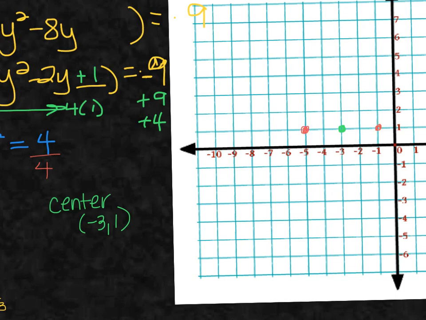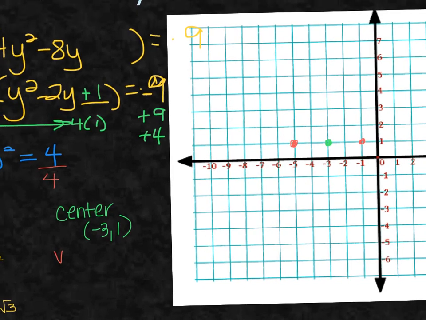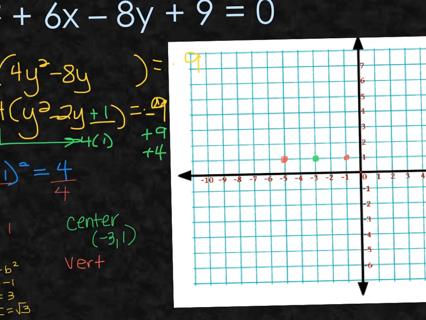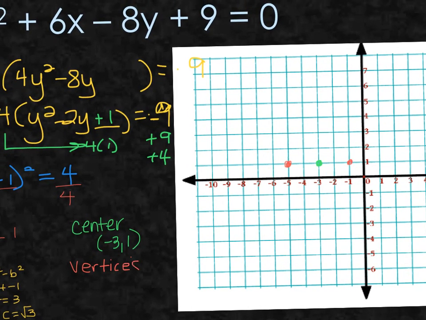And I just found my vertices, which you can either get from the graph, negative 5, 1 and negative 1, 1, or take your center and add and subtract the a from your x values. Think about it, it's horizontal, so you're adjusting your x values. So because my center was negative 3, 1, I would take negative 3 and subtract 2 from it to get negative 5, add 2 to it to get negative 1.